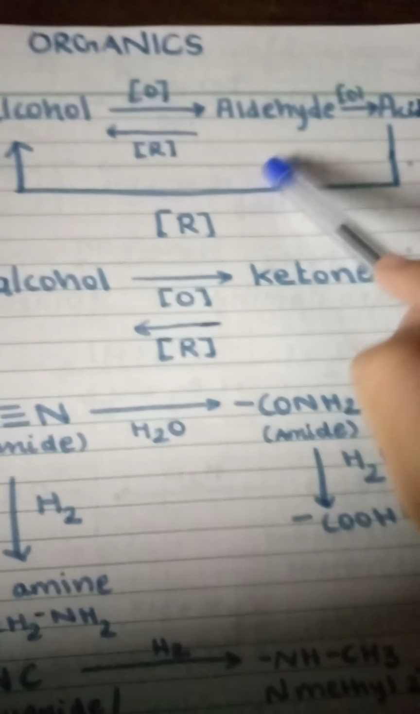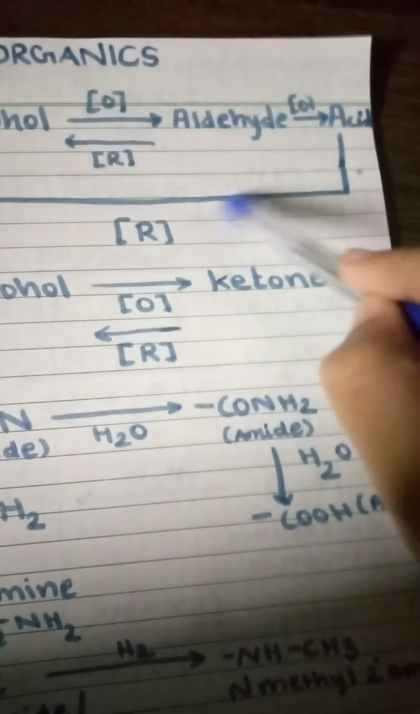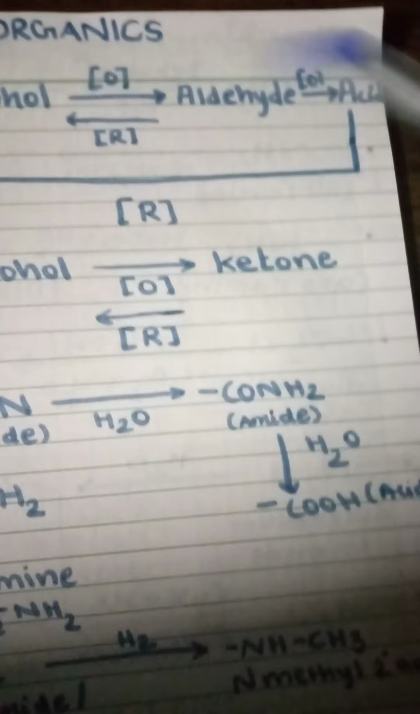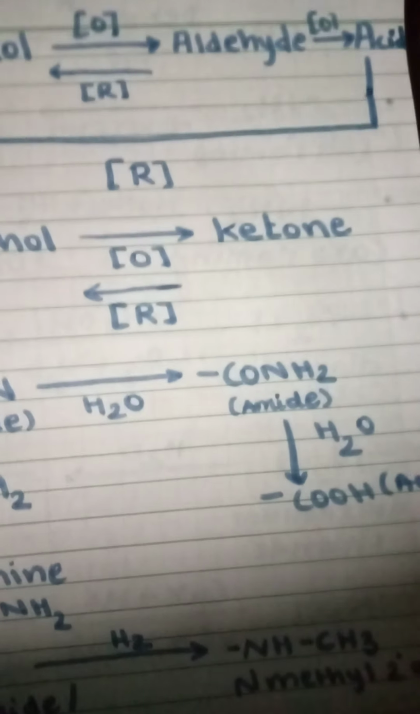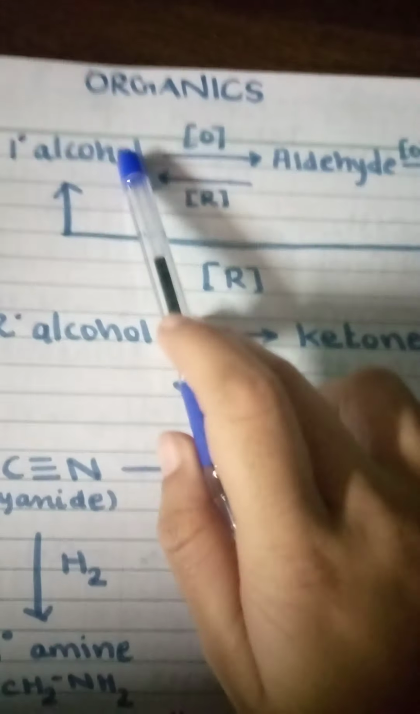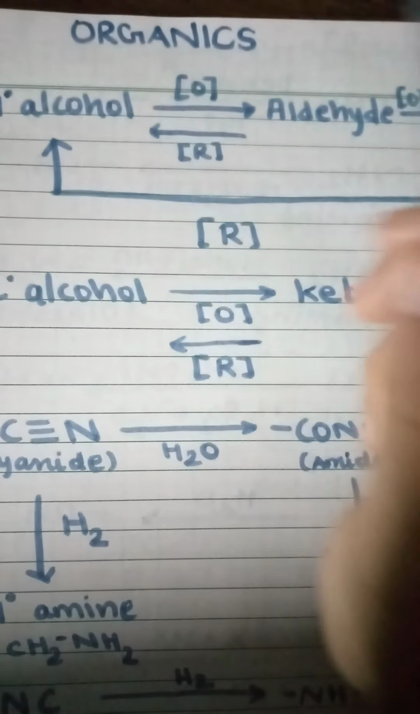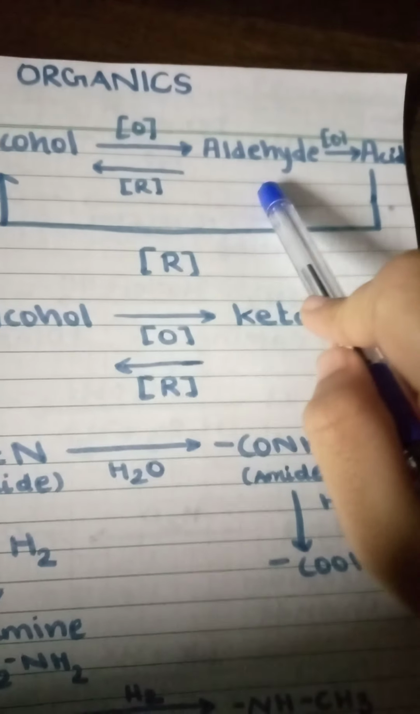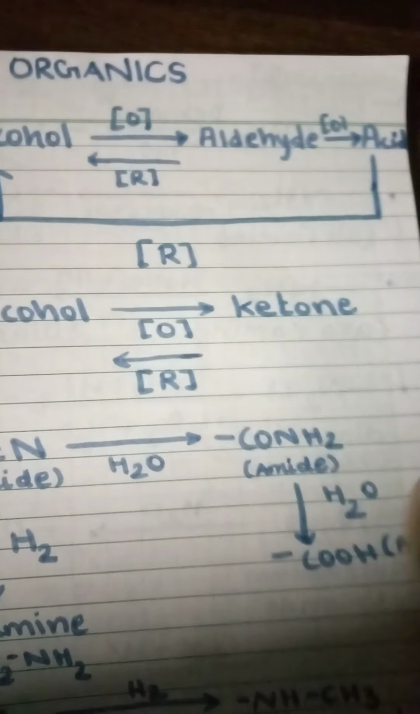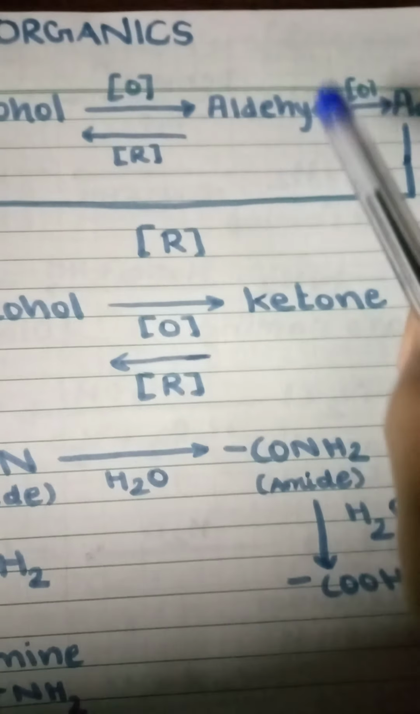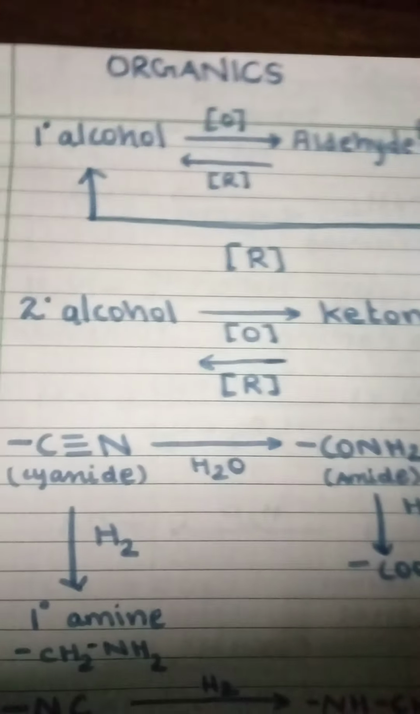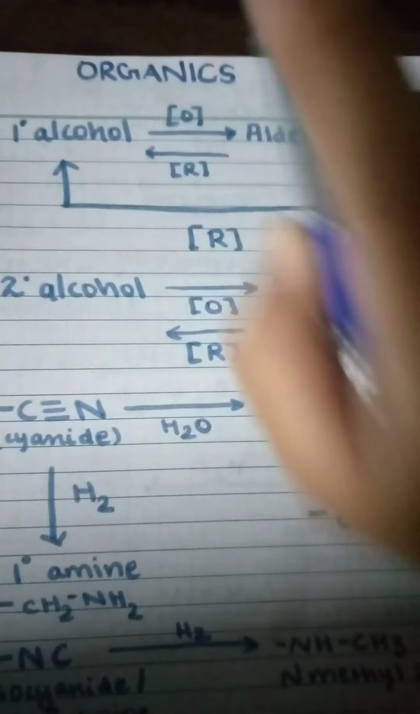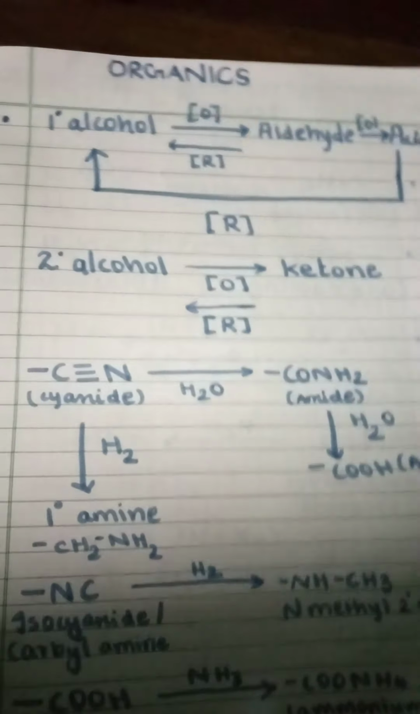What is aldehyde? CHO group, right? And this aldehyde again on oxidation will give me acid, COOH is the formula. Now this is the reverse too. Primary alcohol on oxidation will give aldehyde, and this aldehyde on reduction will give primary alcohol. Similarly, aldehyde on oxidation will give me acid, but don't write that acid on reduction will give aldehyde. It is wrong. Actually, acid on reduction will give primary alcohol. Second point, we talked about the case of primary alcohol.